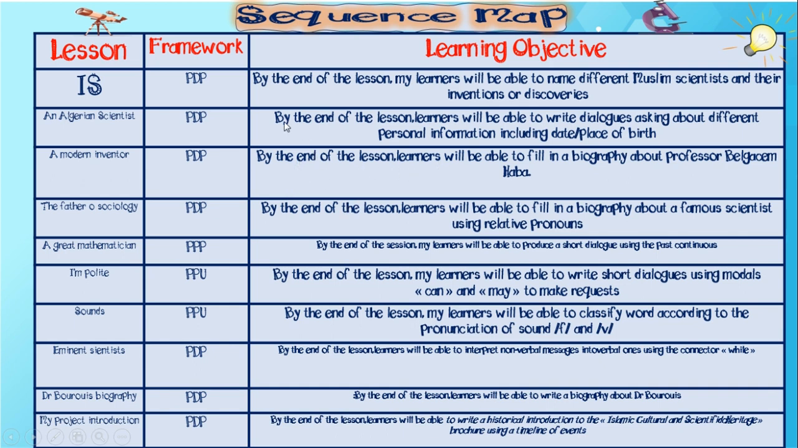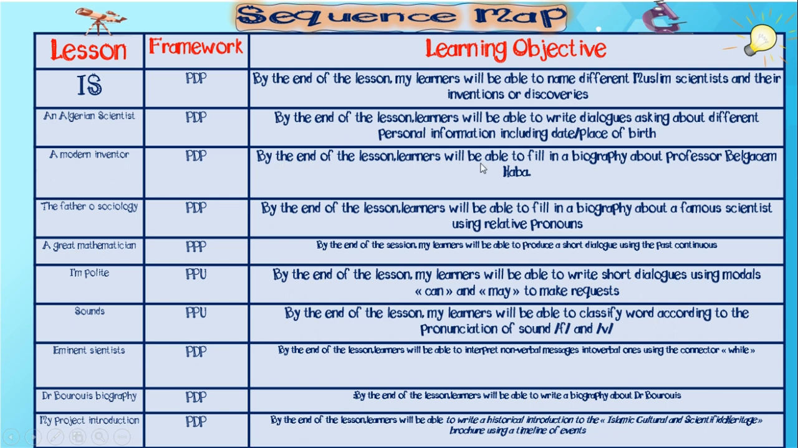Now we come to the second one, an Algerian scientist. By the end of the lesson, learners will be able to write dialogues asking about different personal information, including date and place of birth. You know that learners have already seen date and place of birth during sequence 2, talking about life in the past. So it's kind of a revision here with the use of the simple past.